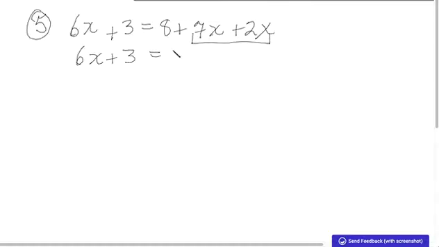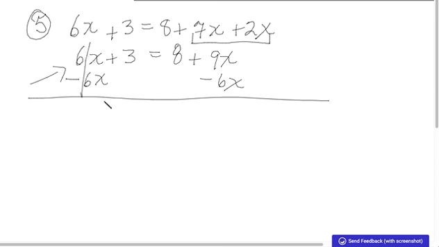6x plus 3 equals 8 plus 7x plus 2x. So we got 6x plus 3 equals, and of course we've got to simplify this side, so we got 8 plus 9x. Now we're going to pick on the little guy, which is the 6x. I'm going to subtract 6x from both sides, and that cancels out. I get 3 equals 8 plus 3x.